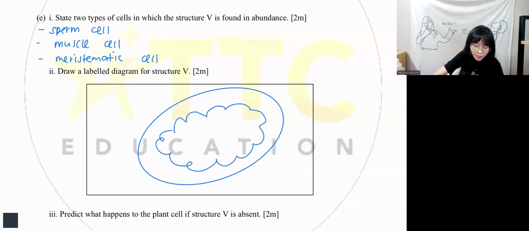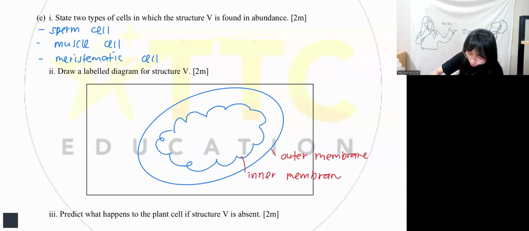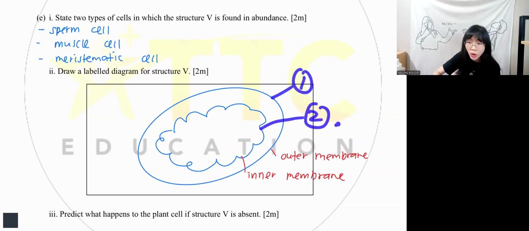This is mitochondria. Then we have to write this is the outer membrane. This is the inner membrane. No need to circle, because double membrane is what they are referring to. This is the first membrane, this is the second membrane. There are no two circles. The two-circle one is chloroplast.